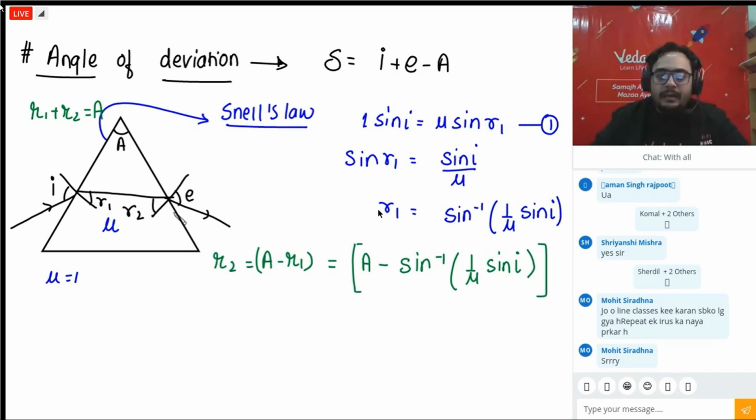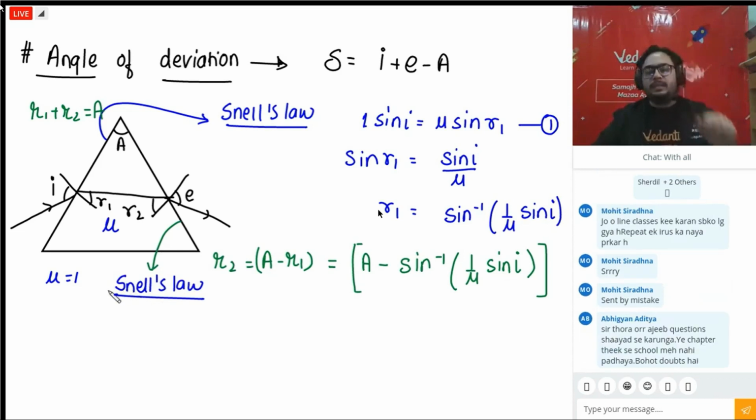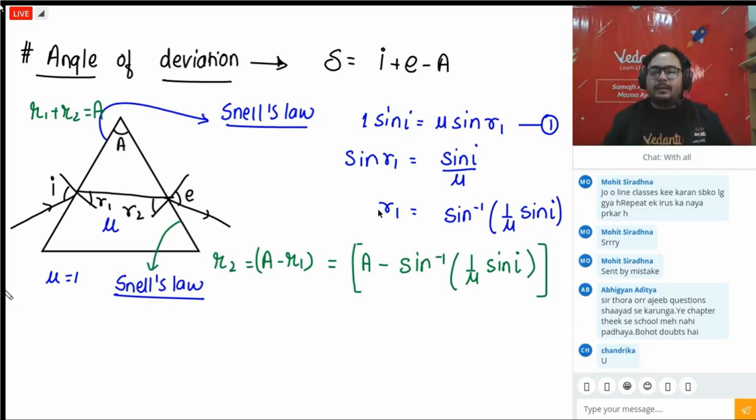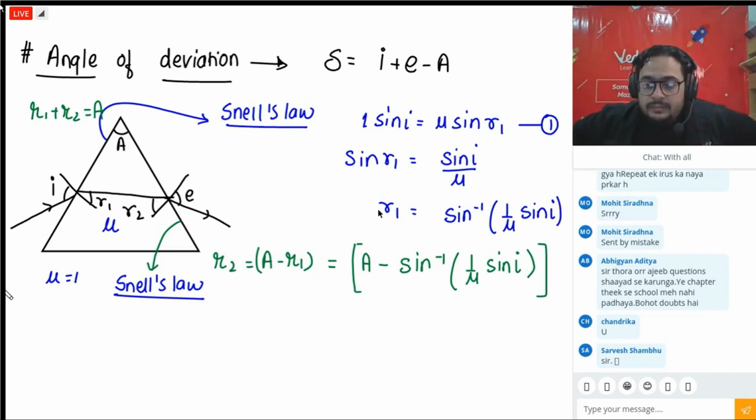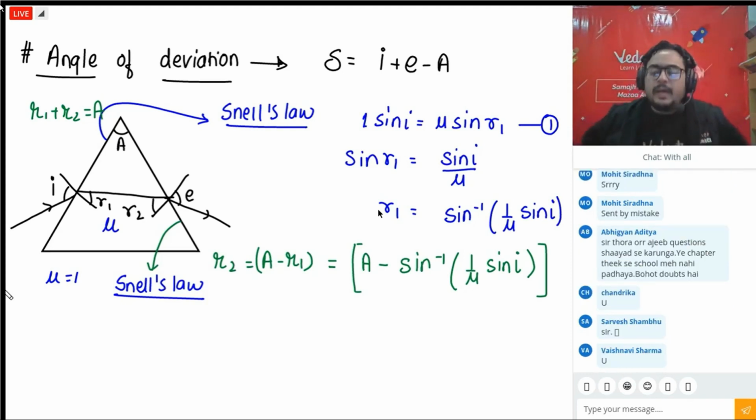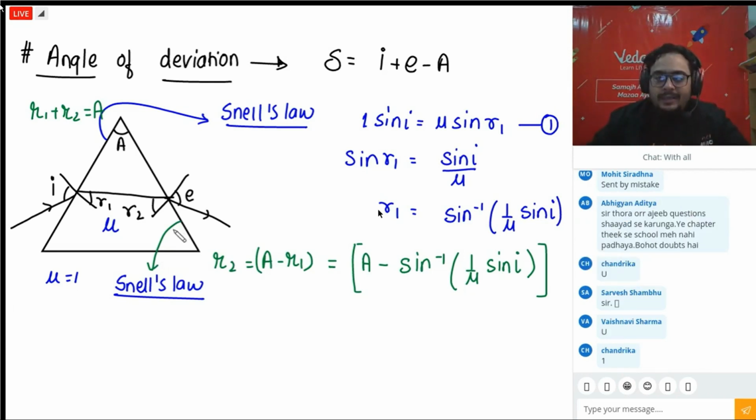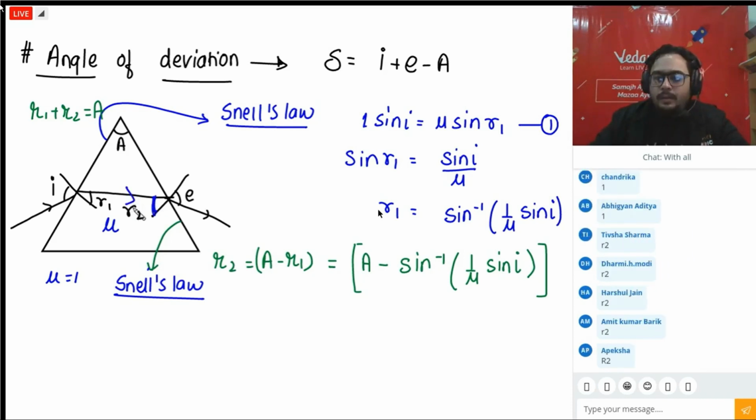Again, you will apply Snell's law on this surface. Again Snell's law. Now what is the angle of incidence? Can you tell me? Everyone, quickly, what is the angle of incidence for second refraction? Abhigyan, ask your doubts. Feel free to ask your doubts. Don't interrupt me when I'm just writing something. Okay, ask, no problem. Just tell me what is the angle of incidence for second refraction. R2. Only Dharni did it correct.